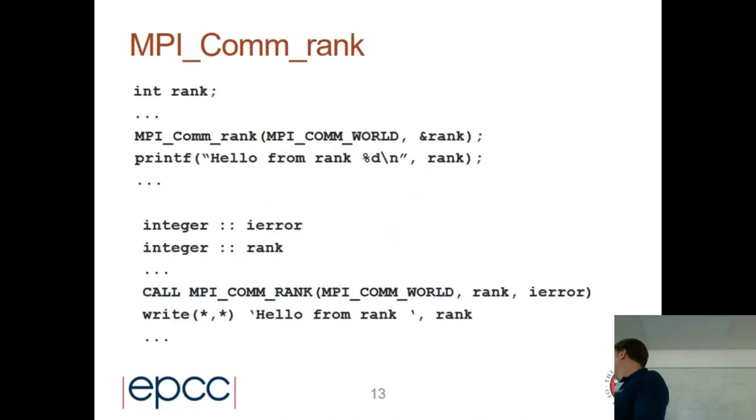So this is the classic next line in an MPI program in C. int rank, MPI_Comm_rank, MPI_COMM_WORLD, &rank. Give me back my rank in MPI_COMM_WORLD, and then print hello from rank, whatever. Or in Fortran, integer ir, integer rank, call MPI_Comm_rank, MPI_COMM_WORLD, rank, ir, print hello from rank. Okay, so that is the classic thing that you do. Fortran being Fortran, you don't have to worry about passing pointers because everything's passed by reference. In C, you have to worry about passing things.